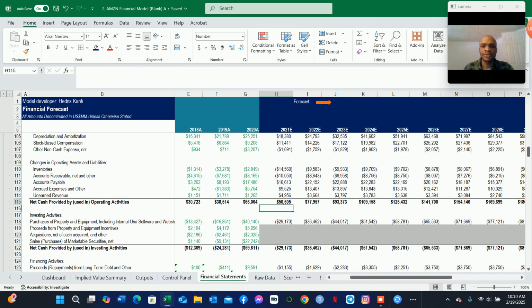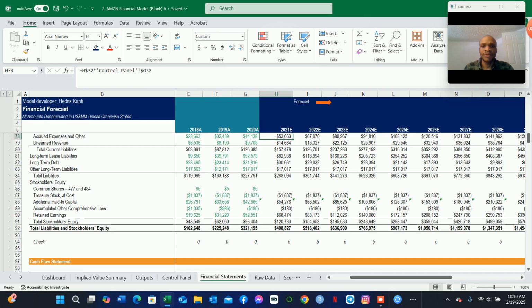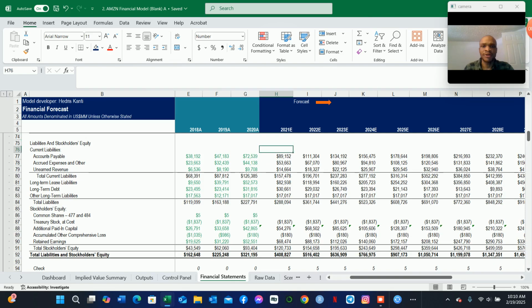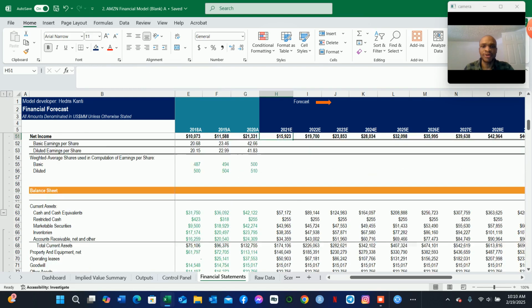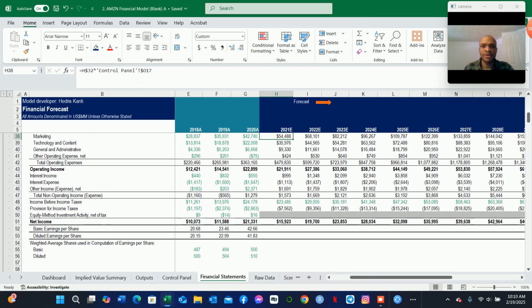So hopefully this gives you an understanding on how to construct Amazon's financial statements up to this point. As you can see, we have covered a whole lot here.